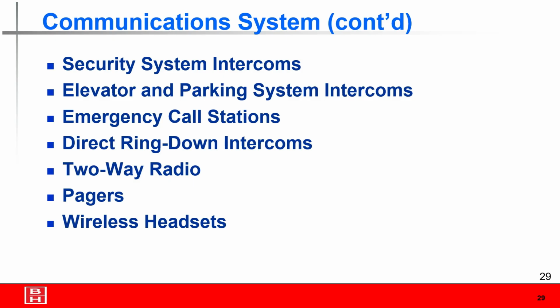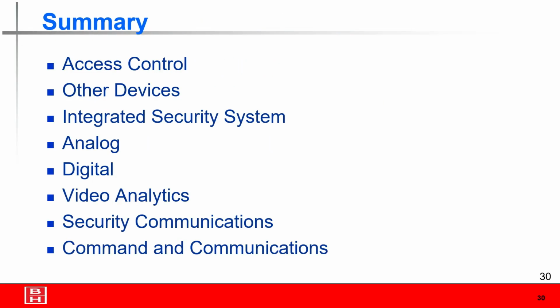You can have direct ring intercoms that allow the connection of everything. Two-way radios, again, and pagers allow you to connect to someone instantaneously. Wireless headsets, and all this. In the summary, we covered access control, other devices, integrated security, analog versus digital, video analytics, security, and communication.